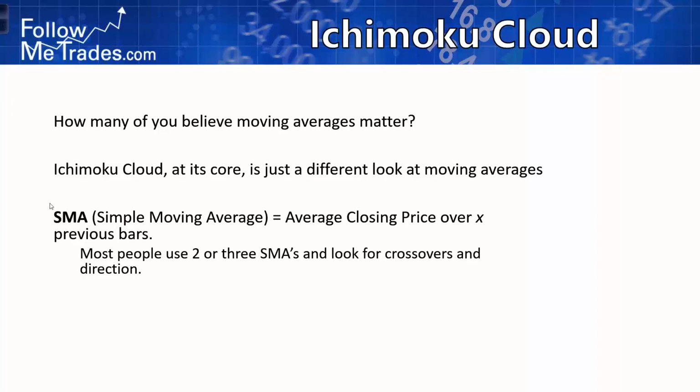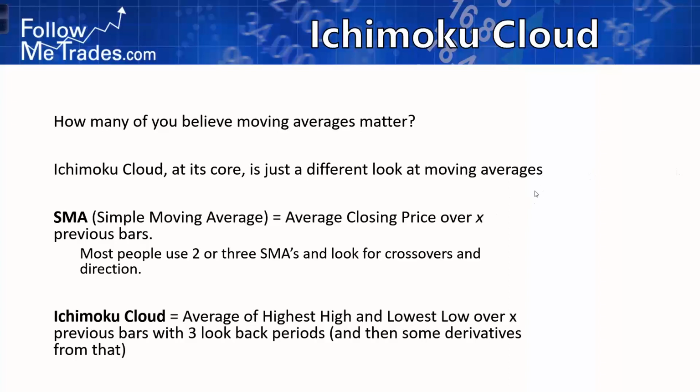So a simple moving average on a chart is just the average closing price over some variable number of previous bars, right? A lot of people use 2 or 3 simple moving averages to look for crossovers, look for direction. On my daily charts, I use a 200-day moving average and a 50-day moving average. And those are really, really popular. When you get a 50 cross above the 200, it's called the golden cross. When you get the 50 cross below the 200, it's called the death cross, right? They provide useful information about the trend and also support and resistance areas. Okay, so moving averages matter, right?